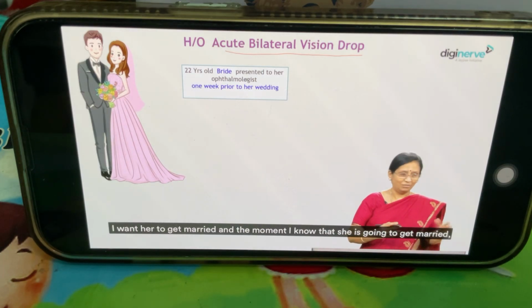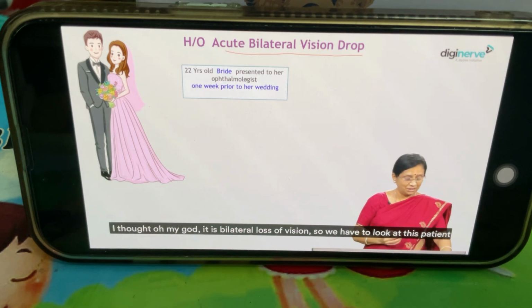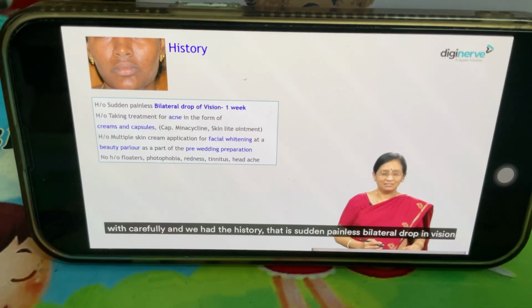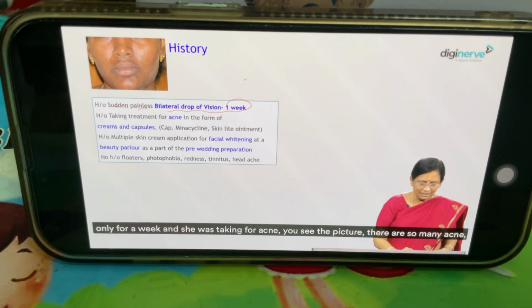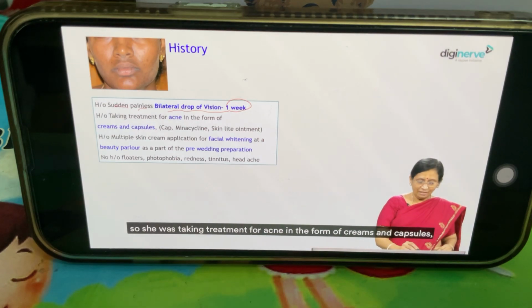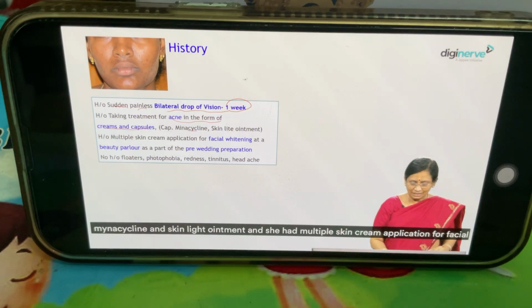And the moment I knew that she is going to get married, I thought, oh my God, it is bilateral loss of vision. So we have to look at this patient carefully, and we took the history. It was a sudden, painless, bilateral drop in vision for only a week. She was taking treatment for acne. You see the picture, there is so much acne. She was using creams and capsules, minocycline and a skin light ointment, and she had multiple skin cream applications for facial whitening.